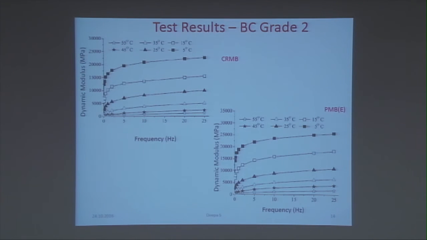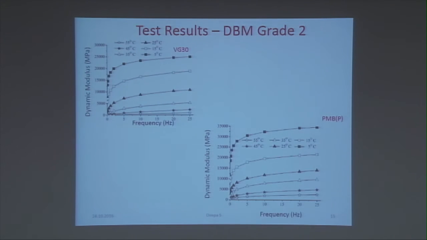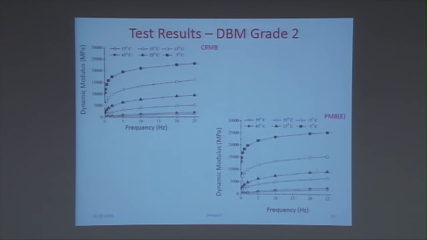The same trend is also obtained for all the other binders, and here are the results for DBM. Here also the trend exhibited is almost the same. This first one is for VG30, then plastomer, CRMB and PMB.